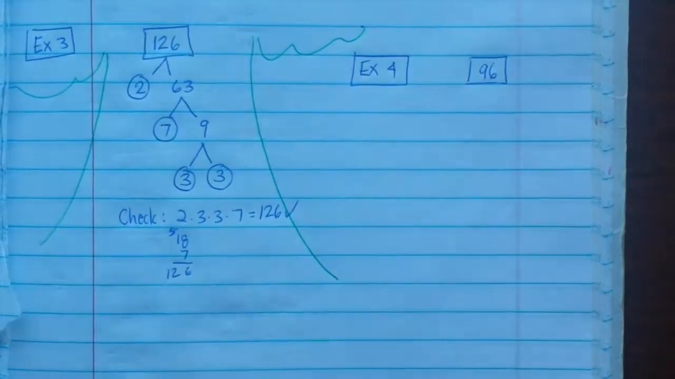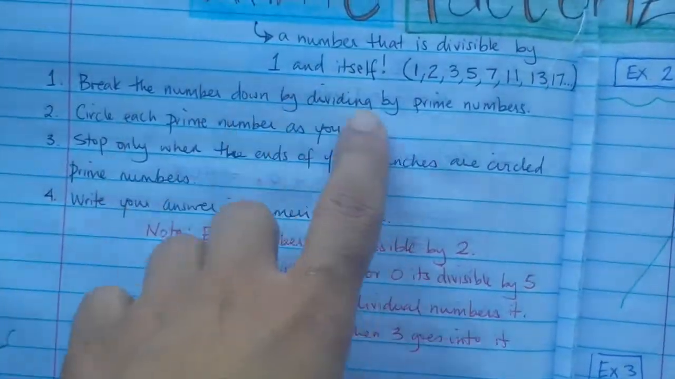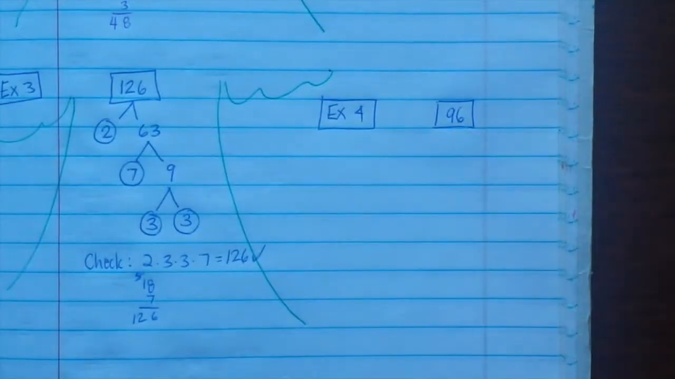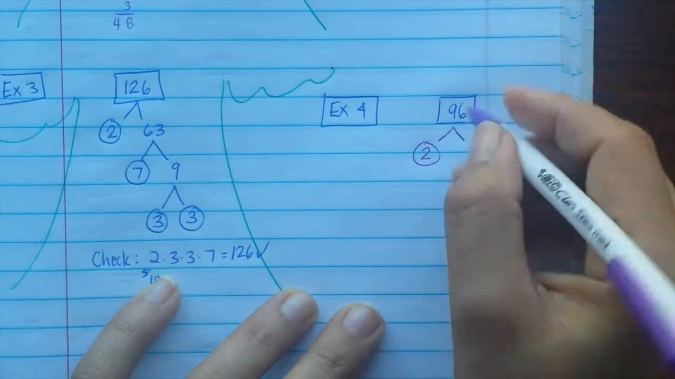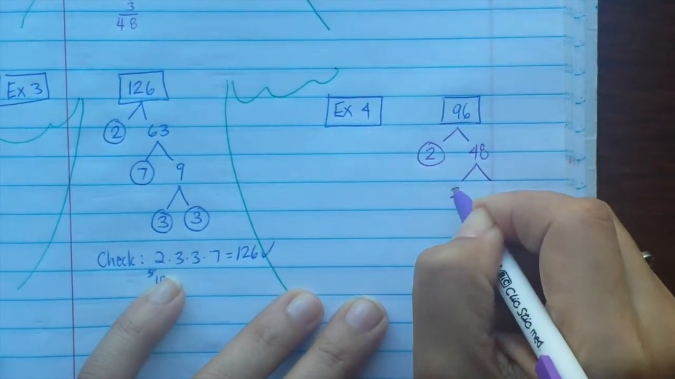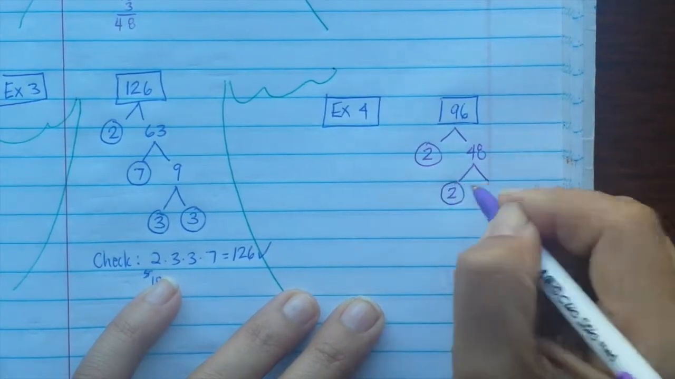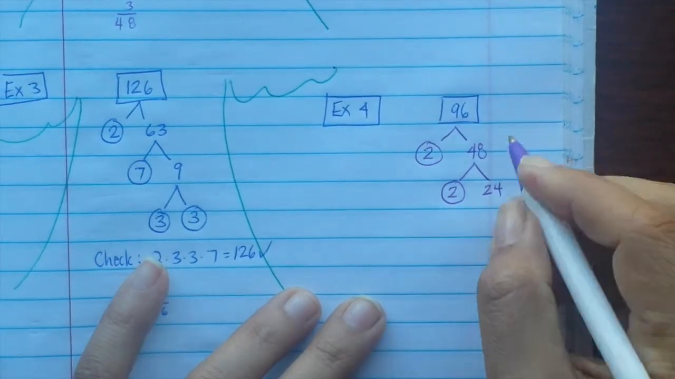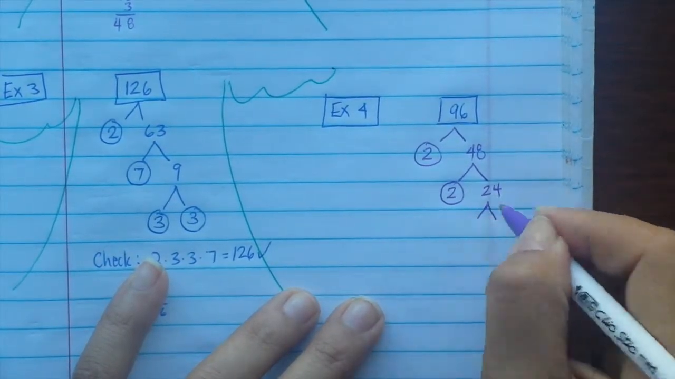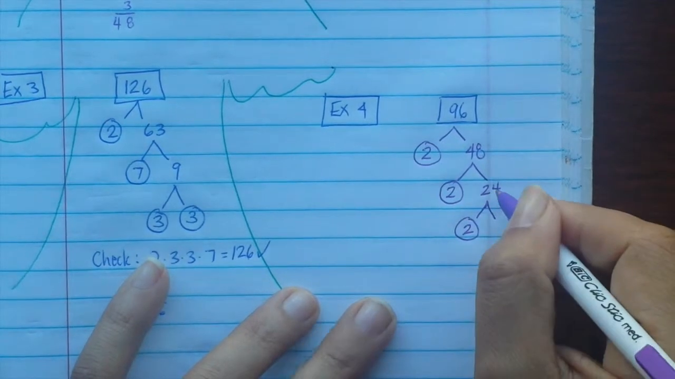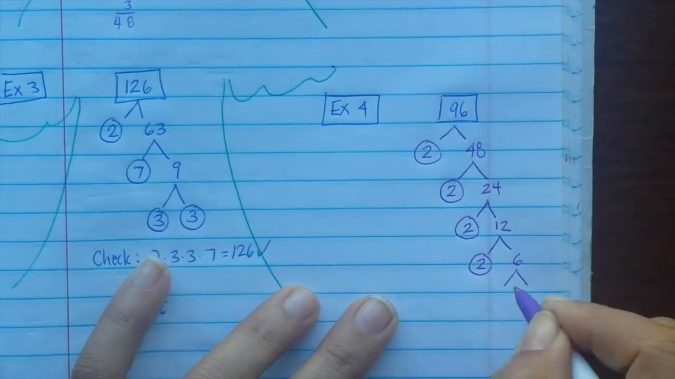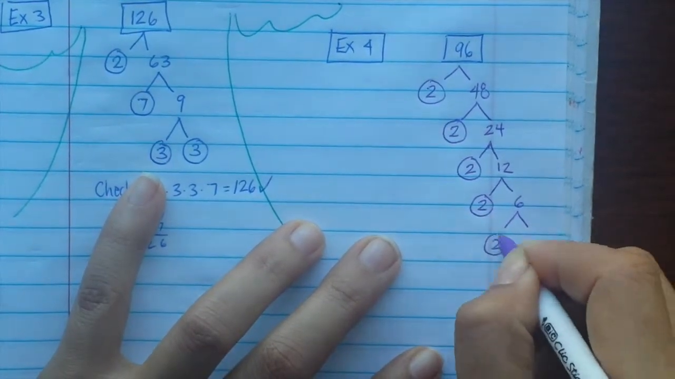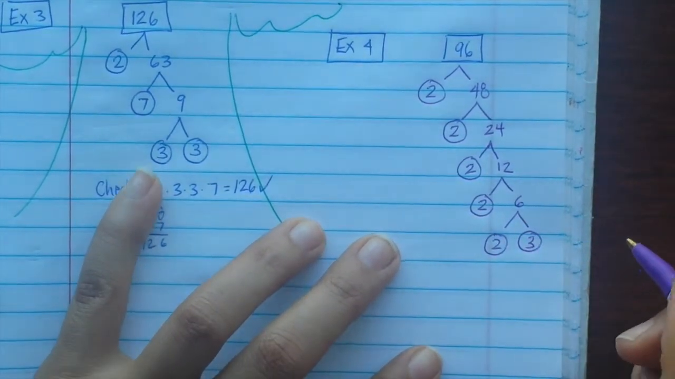So again, 96 ends with an even number, so it's divisible by 2. So half of 96: half of 90 is 45, half of 6 is 3, 45 plus 3 is 48. So 2 times 48. Break down 48 again, and you don't have to do 2's, but I'm doing 2's. You can do bigger numbers if you want. 2 times 24, that breaks down to 2 and 12. That breaks down to 2 and 6. That breaks down to 2 and 3. And we finish because now all the ends are prime numbers.